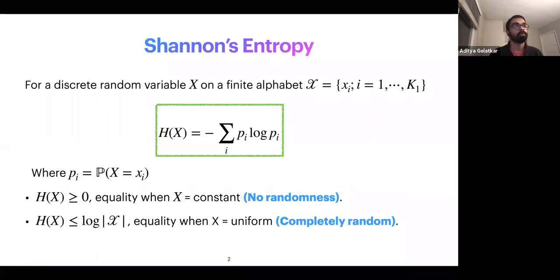So what is Shannon's entropy? Shannon's entropy is the measure of the amount of randomness of a particular random variable. For a discrete random variable on a finite alphabet, it's given by the green box, which is basically the expectation of the negative log probability of a random variable, which is nothing but the number of bits required to encode the random variable. And this entropy has nice properties, like the entropy is 0 when X is a constant, that is when it is not random, and the entropy is maximum when it's uniform, so it can take all the values at random.